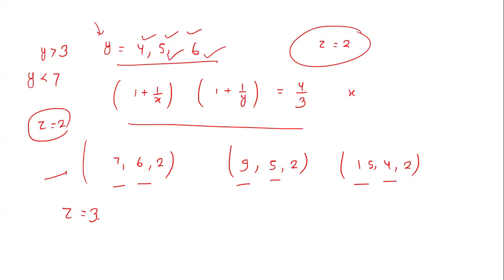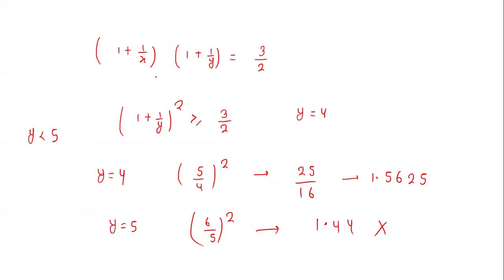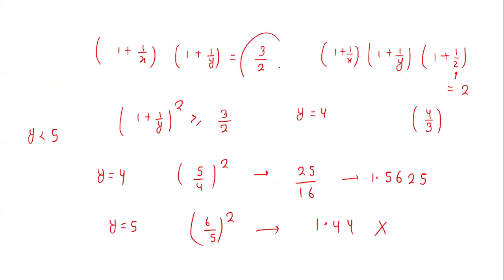So now the remaining case is z is equal to 3. So if you put in that equation, 1 plus 1 by x and 1 plus 1 by y and 1 plus 1 by z is equal to 2, and you put z is equal to 3 here, then it will become 4 by 3, and if you cross multiply, it will become 3 by 2. So now we have this. And similarly, we can replace 1 plus 1 by x by 1 plus 1 by y, and this square must be greater than 3 by 2.